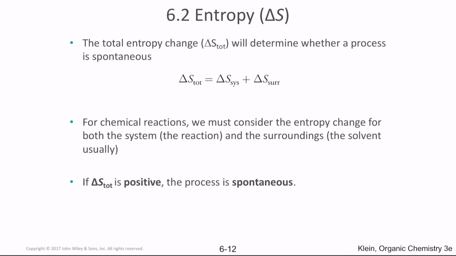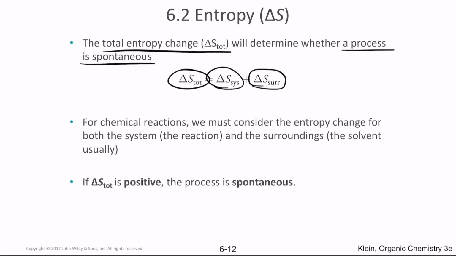Now the total entropy change determines whether the process is spontaneous. The total entropy change is given by the entropy change of the system plus the entropy change in the surroundings. For most chemical reactions, we must consider the entropy change for both the system and the surroundings. What is the system here in a chemical reaction? The reaction itself is the system, and the solvent generally becomes the surroundings, because that is what surrounds the reactants.